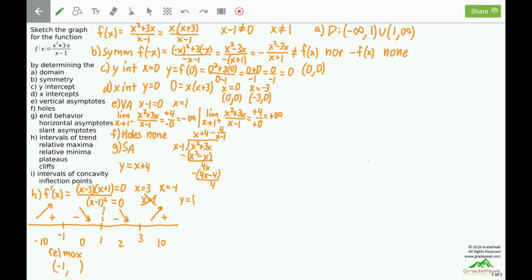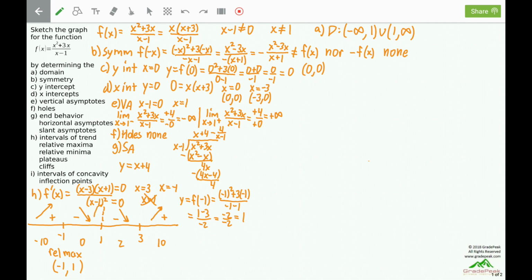Y equals f of negative 1, which is negative 1 squared plus 3 times negative 1 divided by negative 1 minus 1. Negative 1 squared is positive 1. 3 times negative 1 is negative 3. Negative 1 minus 1 is a negative 2. 1 minus 3 is a negative 2, over a negative 2. Negative over negative is positive. 2 over 2 is a 1. We have a corresponding y-coordinate of positive 1.